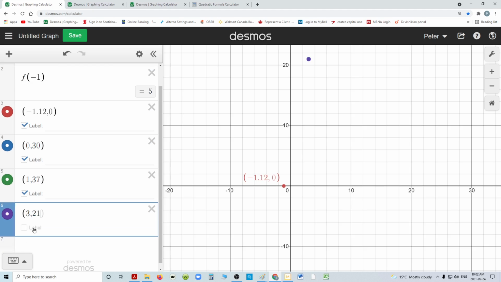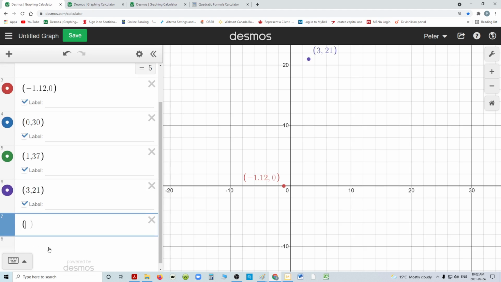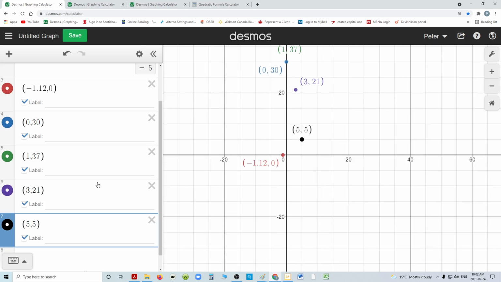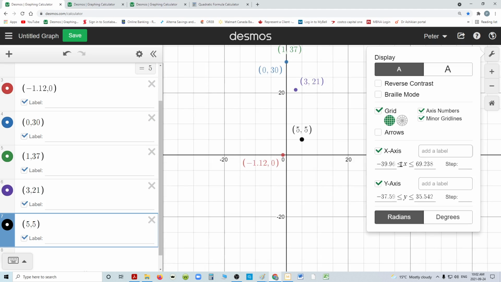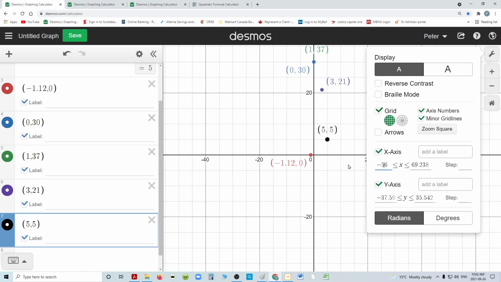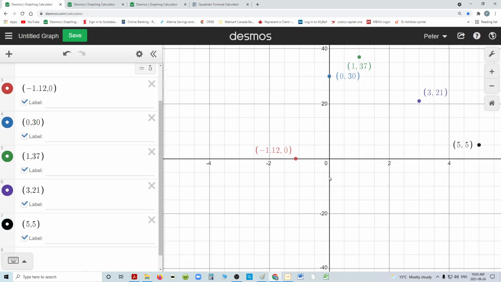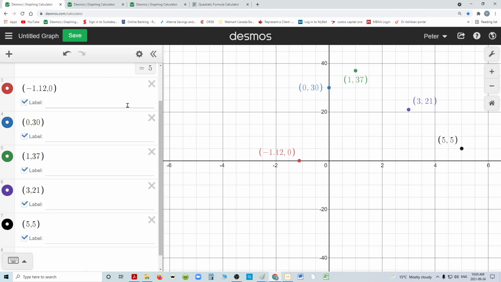3 comma 21 is the inflection point, and finally the min value was 5 comma 5. There. If I were to connect all these points, if I were to make a table, I could even ask it to connect them. I'm going to make my values a little more readable. There we go. And now I'm just going to turn on the graph.